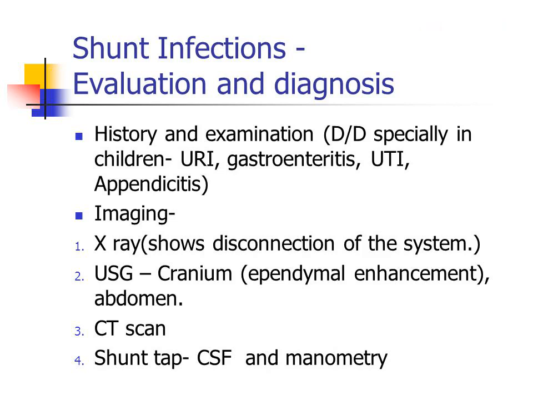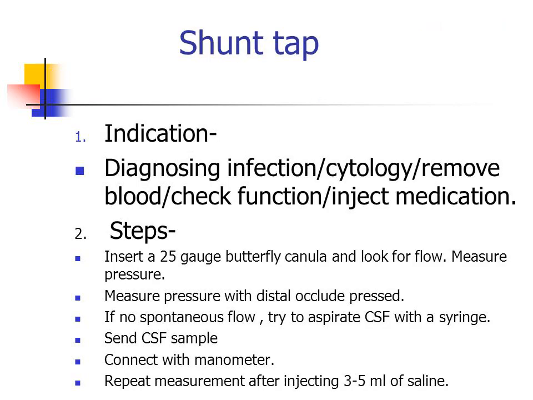Shunt tap, CSF and manometry. Shunt tap indications: diagnosing infection, cytology, remove blood, check function, inject medication. Steps: insert a 25-gauge butterfly cannula and look for flow.